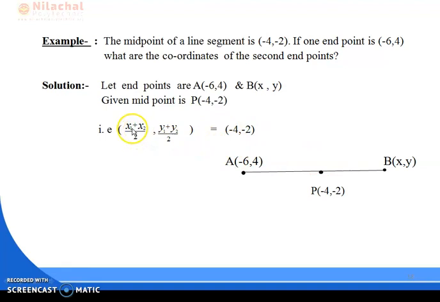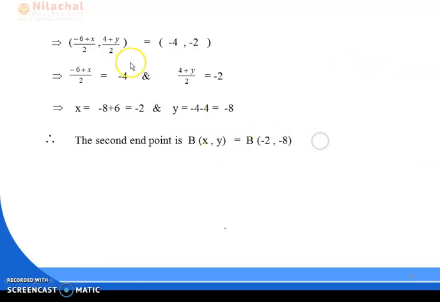So the x coordinate is what? (x1 plus x2) by 2 equals -4, and (y1 plus y2) by 2 must be -2. So what do we get now? We just put down -6 instead of x1. We don't know what x2, y2 are, so x, y it is. So instead of x2 it is x, by 2. And here instead of y1 it is 4, instead of y2 it is y, by 2. So what do we get now? (-6 plus x) by 2 equals -4, and (4 plus y) by 2 equals -2.